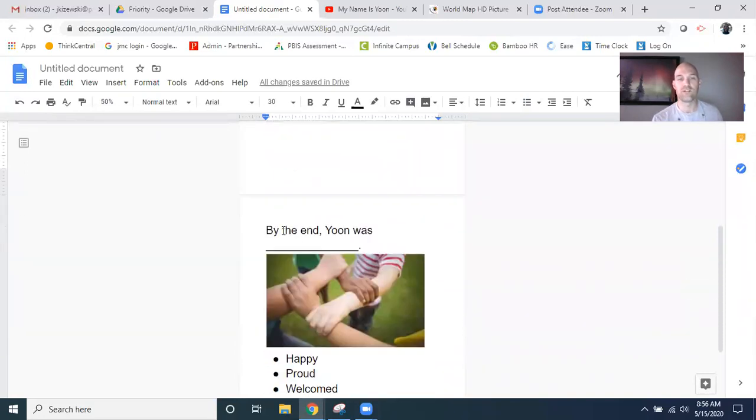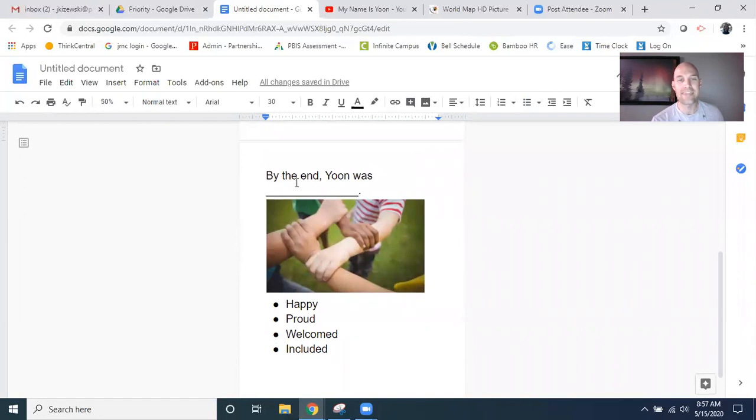Now I'm going to finish one more sentence. By the end, Yoon was happy, proud, welcomed, included. These words, and you probably know happy, of course, means that you're feeling good and you're feeling part of a group. I think I'm going to use the word included. By the end, Yoon was included.